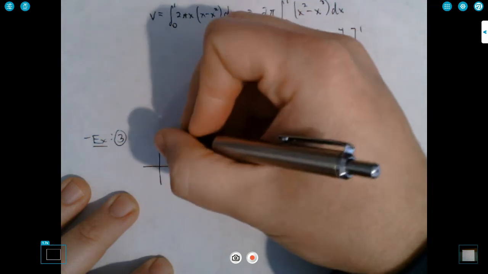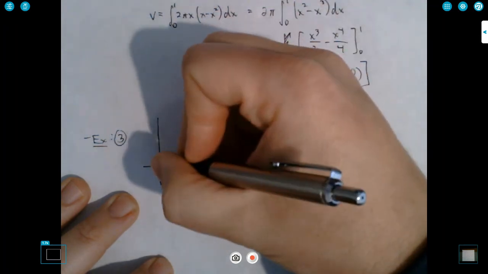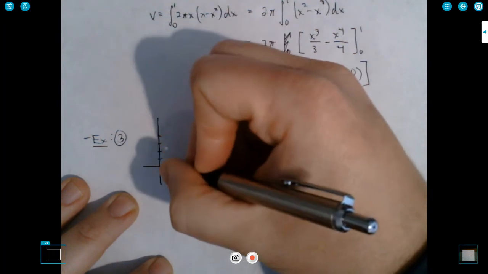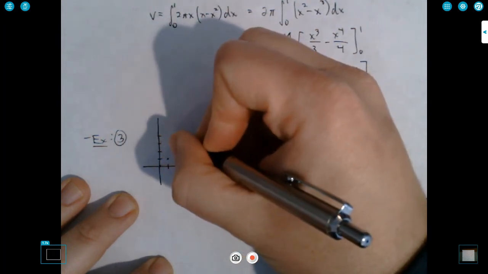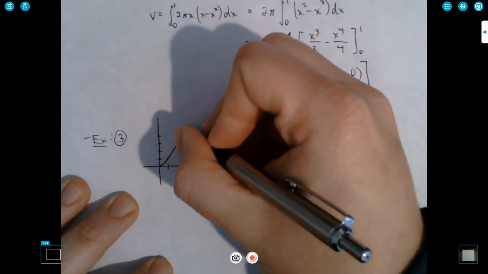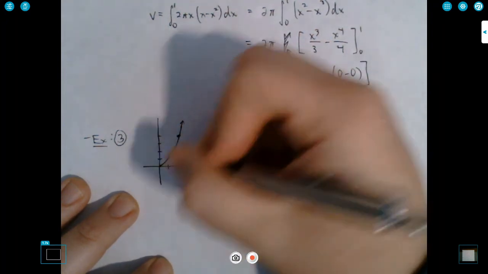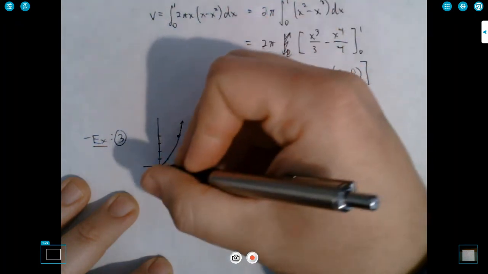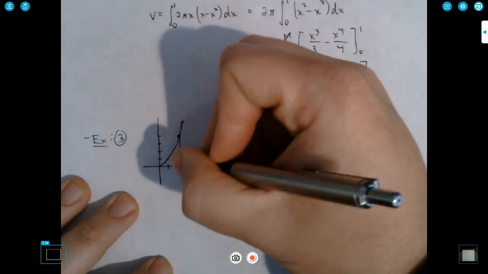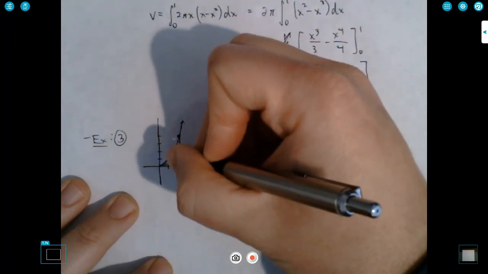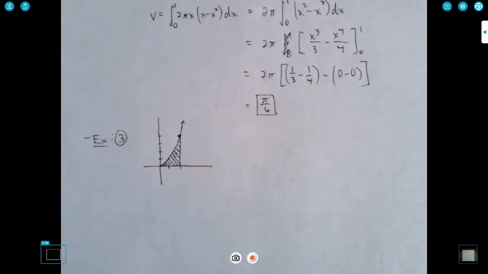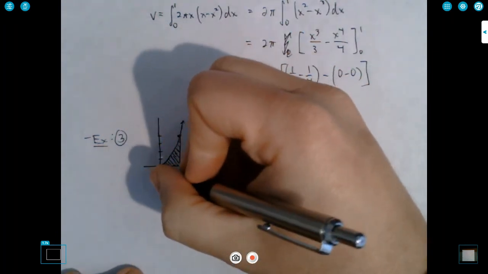Zero, 2. So at 2, x squared is going to be 4, right? So I'm going to go 1, 2, 3, 4, 1, 2. Okay, so we've got y equals x squared. And it's between y equals x squared and the x-axis between 0 and 2. So it's this thing right here. And we want to revolve that around the line y equals -1.